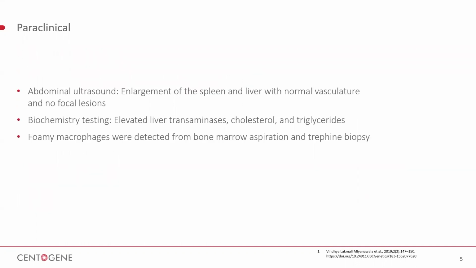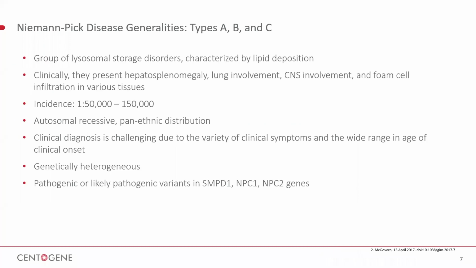The patient also had some additional studies which made it suspicious. There was enlarged spleen and liver seen on an abdominal ultrasound, explaining the distended abdomen. The biochemical testing showed elevated liver transaminases, cholesterol, and triglycerides, and there were some macrophages detected on bone marrow aspiration and trephine biopsy. So this made a clinical suspicion of Niemann-Pick disease, which is why they then tested the sample.